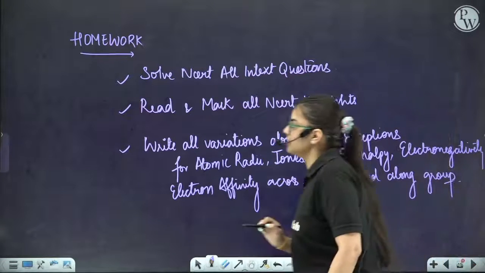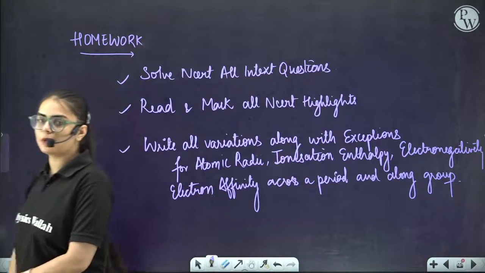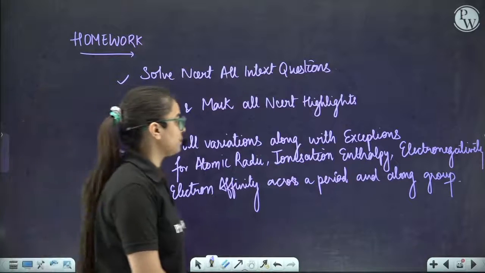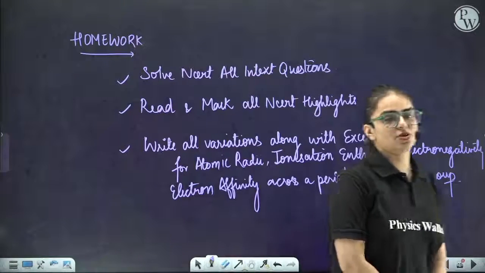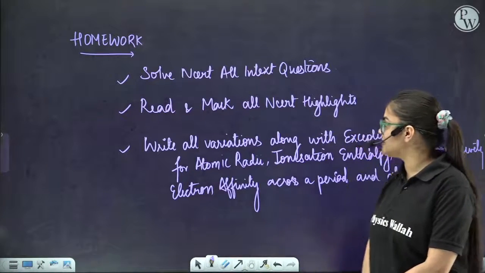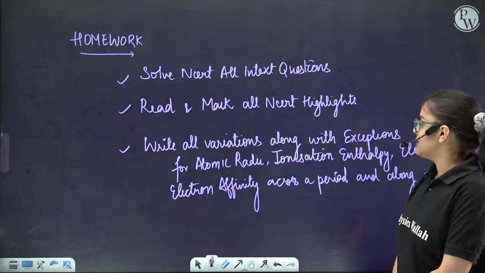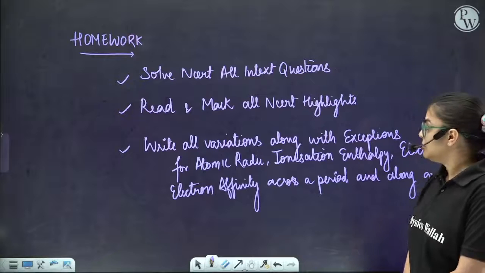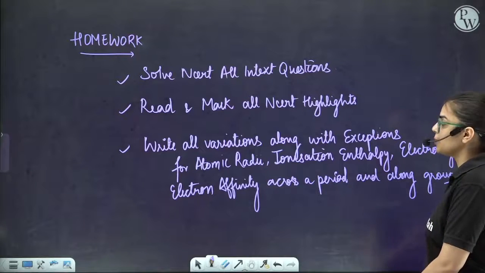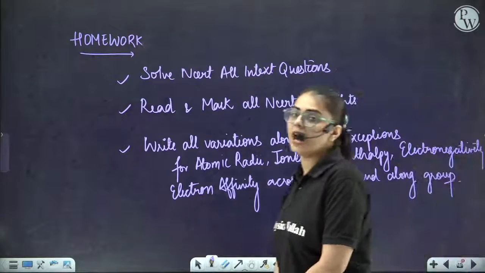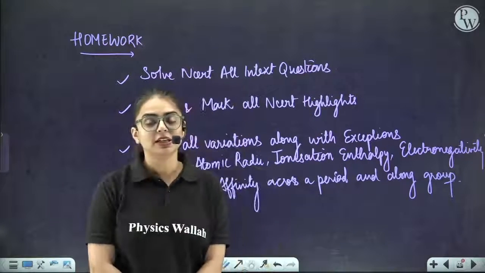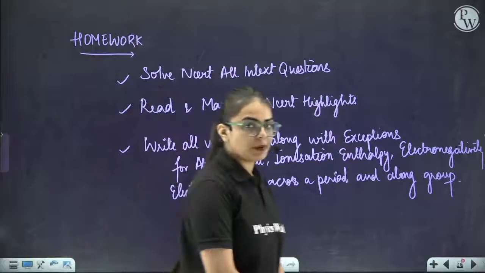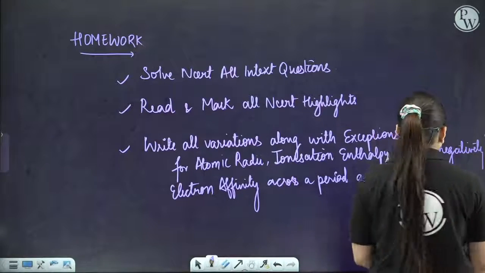Everybody, please write down whatever homework I have provided you over here. This is the homework section that you have to do. The very first is solve NCERT all in-text questions. Second is read and mark all NCERT highlights. Third is write all variations along with exceptions for atomic radius, ionization enthalpy, electronegativity, electron gain enthalpy or electron affinity, clear everybody, on a sheet of paper across a period and along a group.